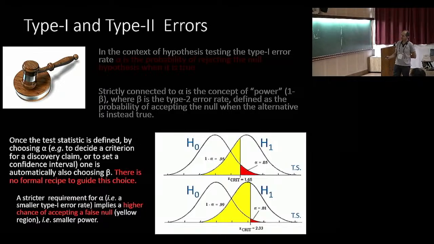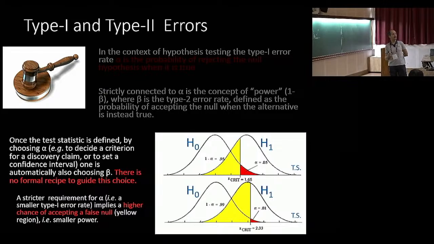So you can see that very well that if you choose a critical region, you choose a point beyond which you say you have COVID, you have to choose this point. And you can decide for a tighter test or a looser test. And it depends where you set the bar, and you can choose where to set the bar. But this will determine the type 1 error rate, that is the integral of the null hypothesis from this point to infinity, the red region. And you see here I have a type 1 error rate of 5%, and here I have a type 1 error rate of 1%.